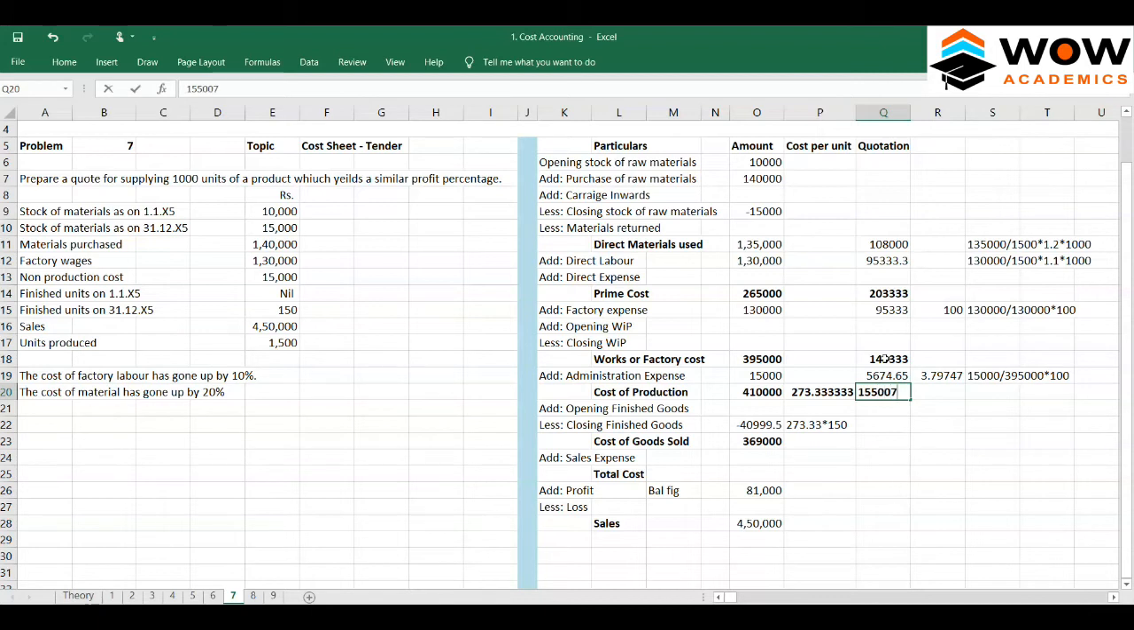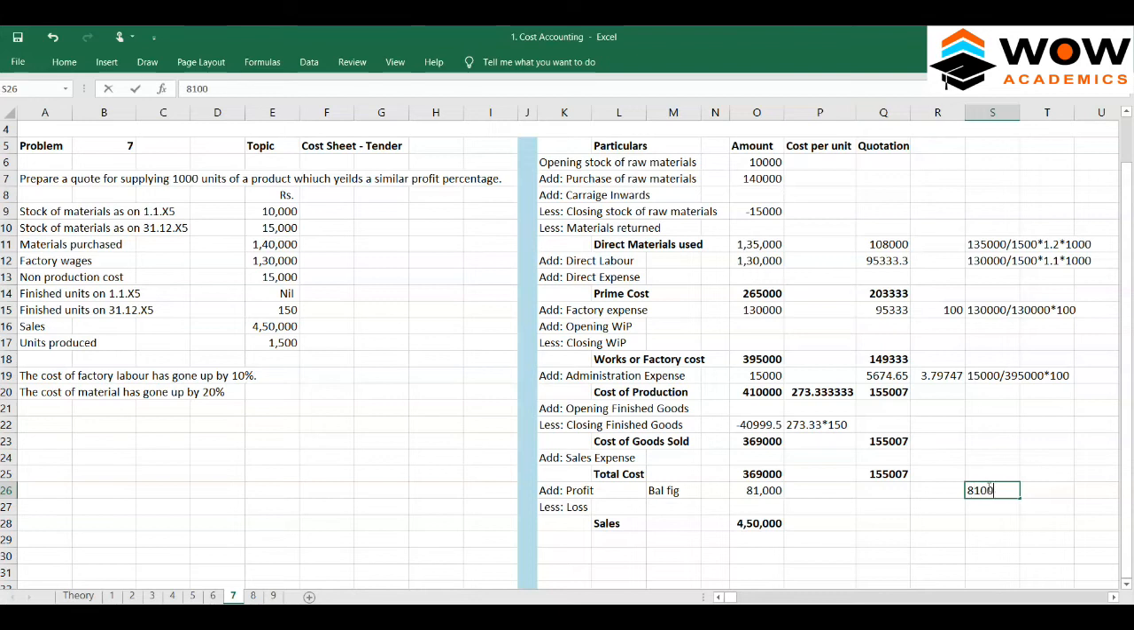1,55,007. So the same number will flow to cost of goods sold, and the same number will flow to total cost, that will also be the total cost, and finally we have to get the sales value. So sales value, he says it has to be the same percentage. So what is, first of all, the existing percentage? We'll try to find out.